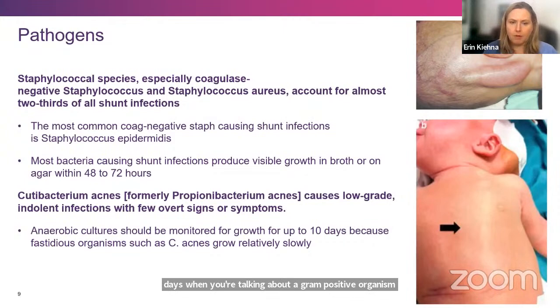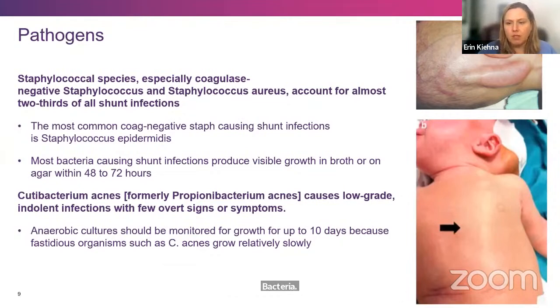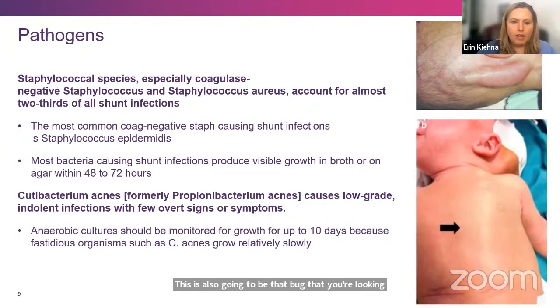What we used to call Propionibacterium is now Cutibacterium acnes. It causes low-grade indolent shunt infections with few overt signs or symptoms. This is also going to be that bug that you're looking for when you have an infected cranioplasty. They can show up weeks to months later with few signs or symptoms. A lot of times you keep looking at the scalp or the skull and you're like, it's just not healing great. And we say that all CSF cultures should be monitored for up to 10 days because organisms like this can grow really slowly and be hard to detect.